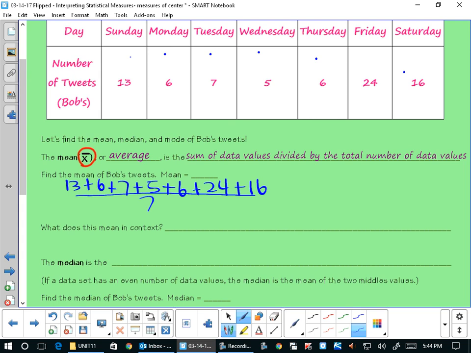So I added them up, and I believe I get 77 tweets the whole week. Hopefully I typed that in right. And then we're going to divide by 7. 77 divided by 7 is 11. So the mean of Bob's tweets from last week was 11. So what that means is on average, Bob tweeted 11 times every day.